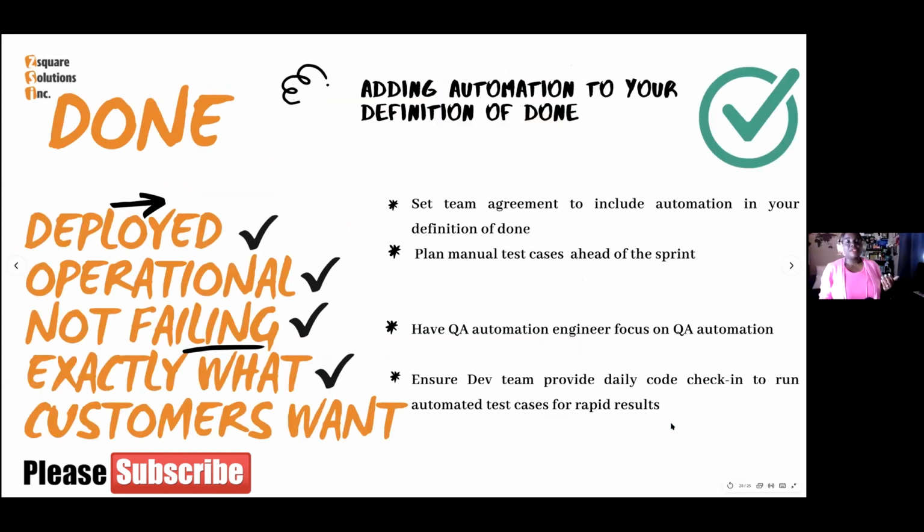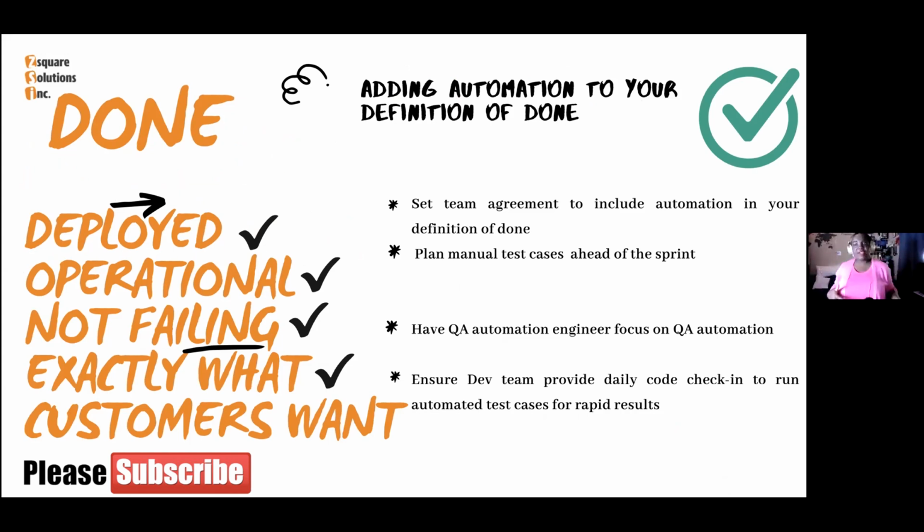All right, so now let's talk about adding automation to your definition of done. You guys are all Agilists. When you start doing automation, a QA person asks the team, how do I manage adding my automation into the definition of done? And for me, this is what done means. Done means it's deployed, it's operational, it's not failing, and it's exactly what the customer wants. So that is my little definition for done.